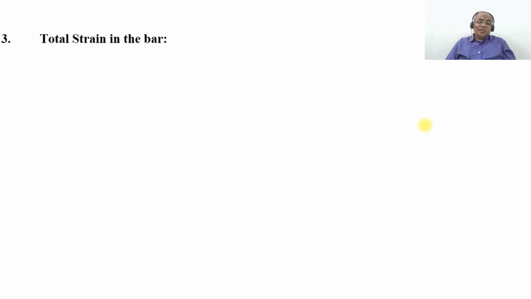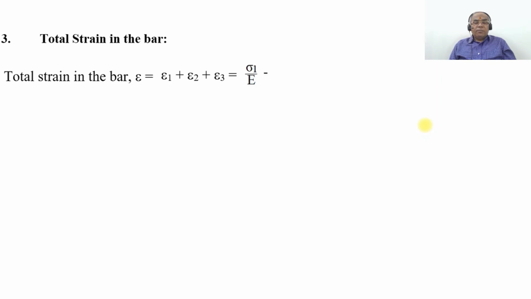Now we are going to take the total strain in the bar. The total strain in the bar, epsilon, will be equal to epsilon 1 plus epsilon 2 plus epsilon 3, which is sigma 1 by E minus sigma 2 by E plus sigma 3 by E. You know the values. Take out 1 by E as the common factor into sigma 1 minus sigma 2 plus sigma 3.